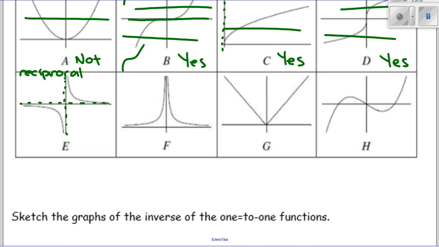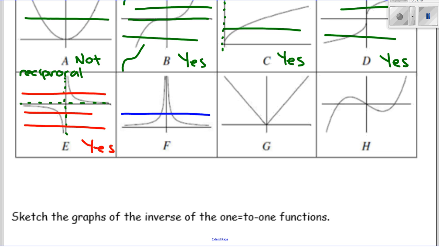Is this one one-to-one? If you're not sure, cut once, cut once. That one would be a yes. This one, no. So it's not one-to-one, so its inverse doesn't exist. Same with that one, its inverse doesn't exist.